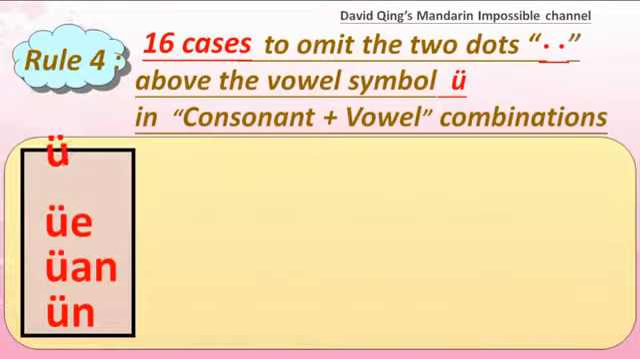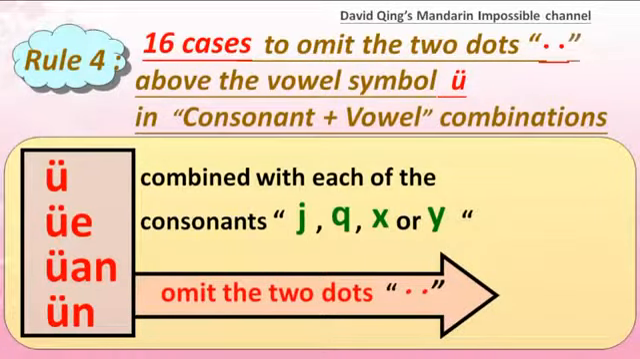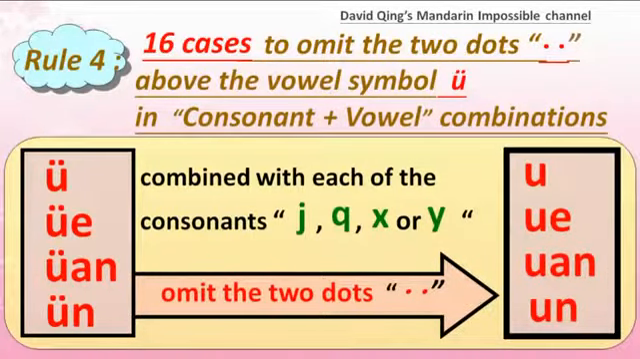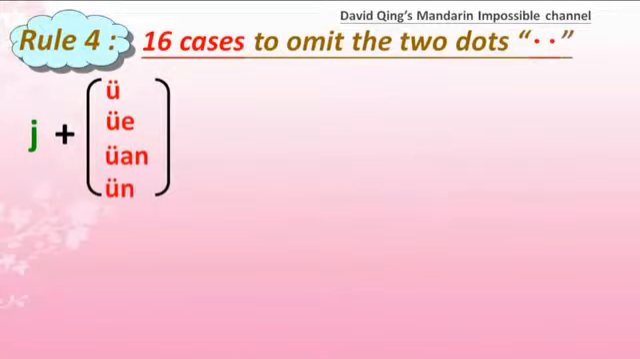When the vowel yu and the vowels yue, yuan, and yun, which begin with the symbol yu, are combined with each of the consonants ji, qi, xi, or yi, the 2 dots above the vowel symbol yu should be omitted. After omitting the dots above the symbol yu, the vowels look like what you see on the screen. For example, when the consonant ji combined with the vowel yu, yue, yuan, or yun, the combinations are represented as ju, jue, juan, jun, without 2 dots above the vowel.